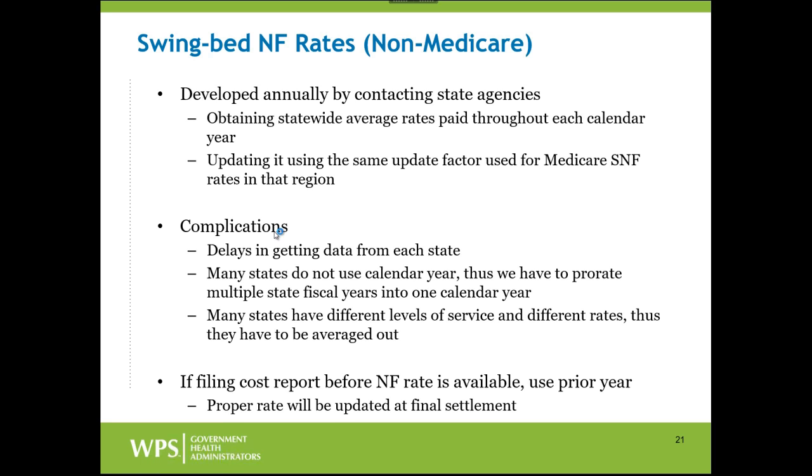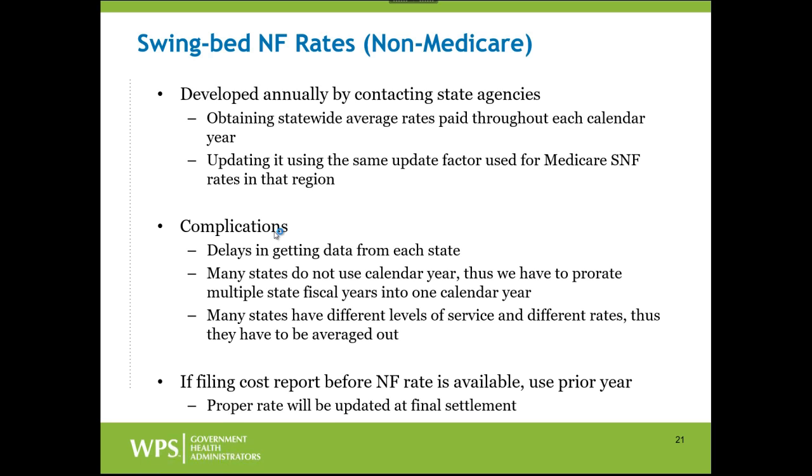Now keep in mind, some of these states don't use a calendar year for their own rate setting. They may have their own state fiscal year. As such, we have to wait until both state fiscal years that we need are available for this one calendar year. And then we have to prorate those two state fiscal years into one calendar year. So that might be 75% of one state fiscal year and 25% of the next, or it just depends on how the months fall out. We have to prorate them to figure out what that 12-month calendar year rate would have been.